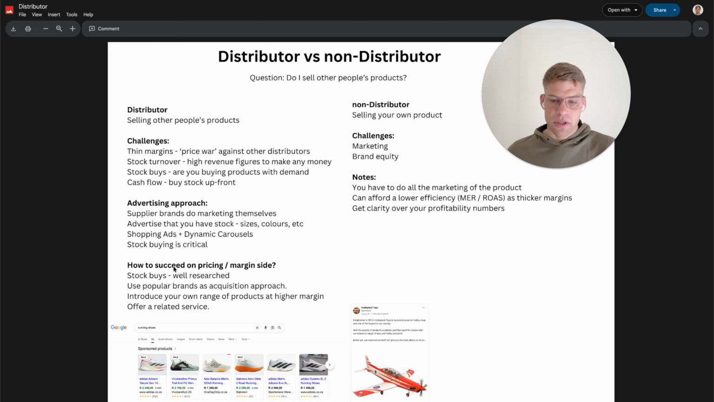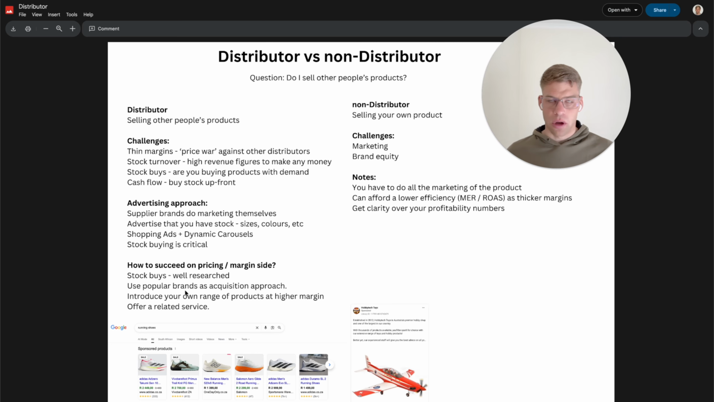Then following on from that, on the distributor side, some ideas to potentially succeed as a distributor from a pricing and margin perspective. So obviously, as I mentioned, prioritize your stock buying approach and make sure that's well researched, that you're buying the right products that sell well and you don't end up with cash flow issues and dead stock that you can't clear. Buying the correct products will obviously result in stock selling faster. It will allow you to achieve higher revenue levels even at a thinner margin, and should help you make more money because you can do higher revenue levels at that thinner margin.